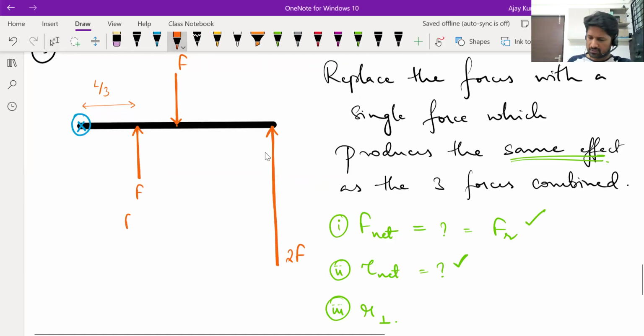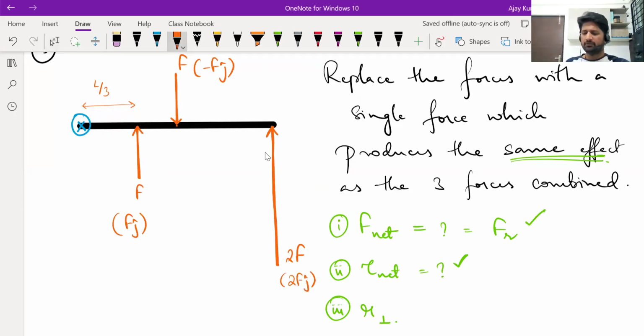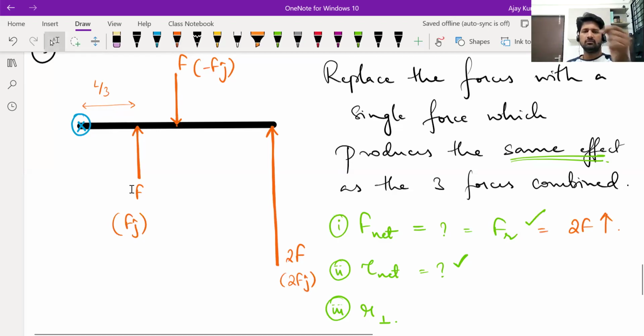Okay, this first force is like Fj cap. This is minus Fj cap. And the third one is 2Fj cap. So you add all of them, you'll be left with 2Fj cap. So the resultant force is 2F in the upward direction, or the y direction.